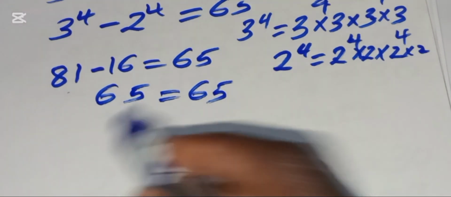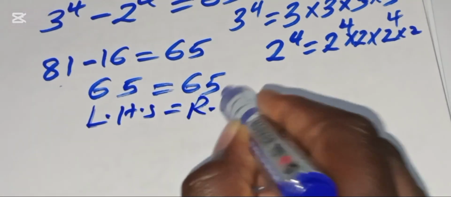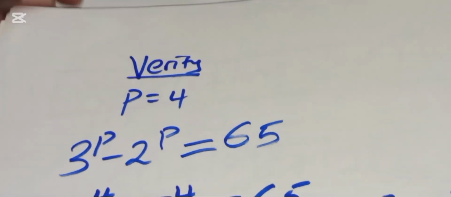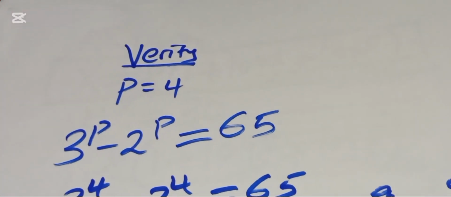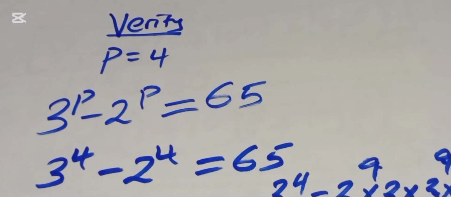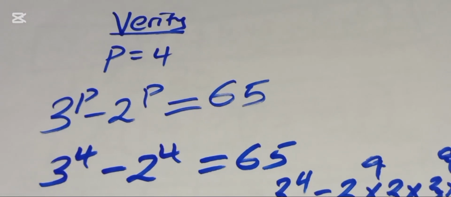And that affirms that the left-hand side is equal to the right-hand side. That affirms that the value of p, which is equal to 4, satisfies the equation. So kindly follow the steps, and you see that it affirms that the value of p, which is equal to 4, satisfies the equation.